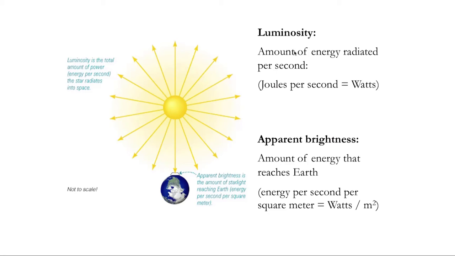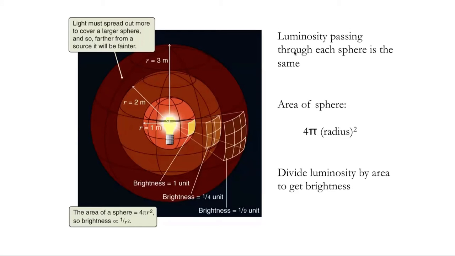They don't even have the same units, luminosity and apparent brightness, because apparent brightness depends on how much light is passing through some aperture, like your eye or hitting the earth or your telescope or whatever it is. And so apparent brightness actually has units of watts, which is joules per second, per area or per square meter. How these two are related is the topic of this video. So let's move on to the next one.